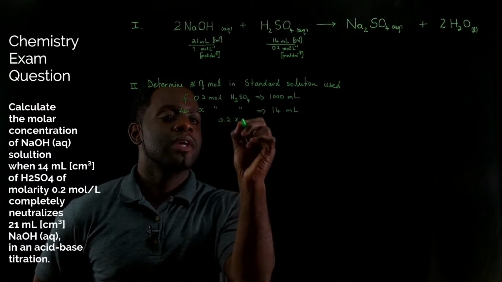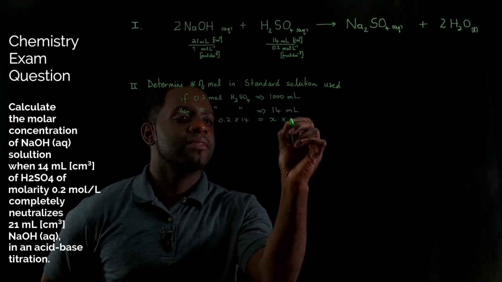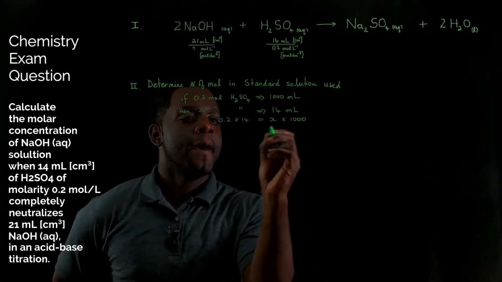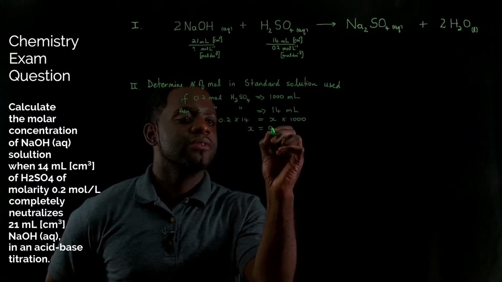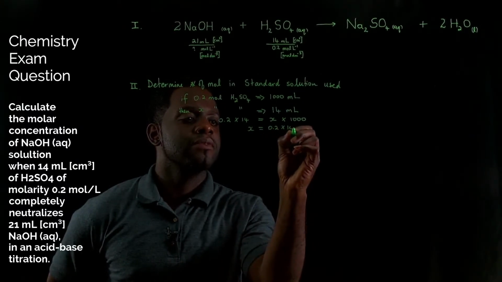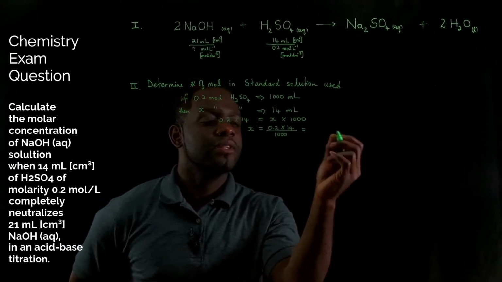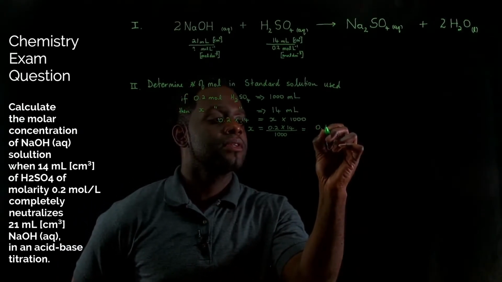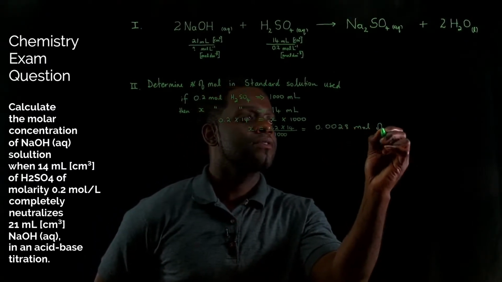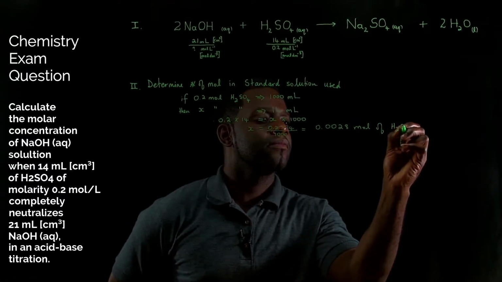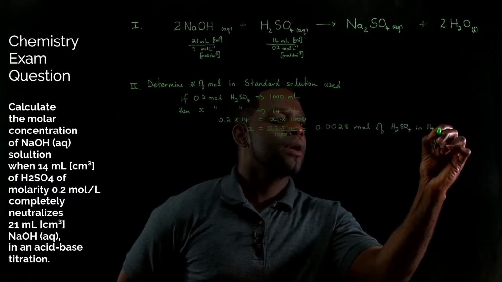Using a simple method of cross multiplication, we have 0.2 times 14 is equivalent to X times 1,000. Making X the subject of the formula, we have X is equivalent to 0.2 times 14 divided by 1,000, which is equivalent to 0.0028 moles of sulfuric acid in 14 milliliters.